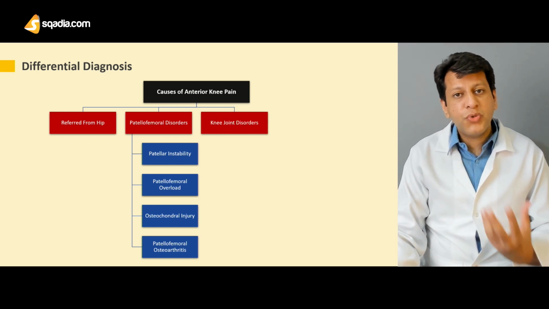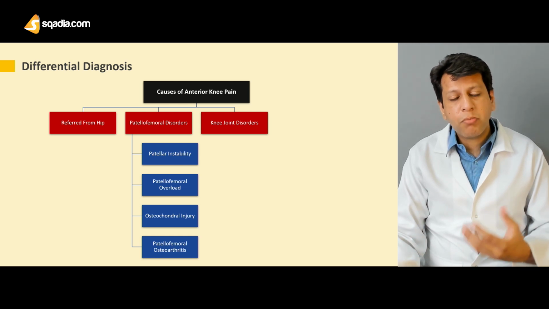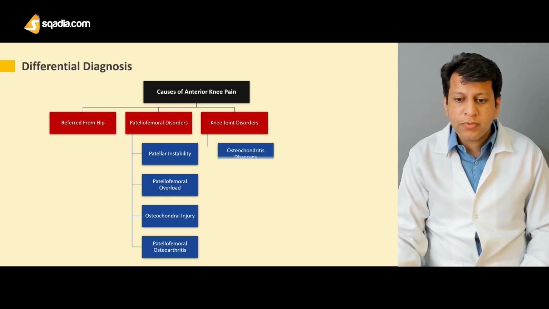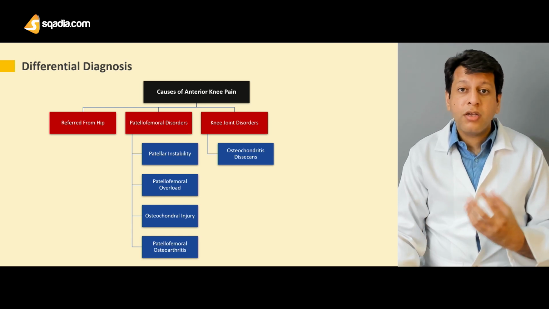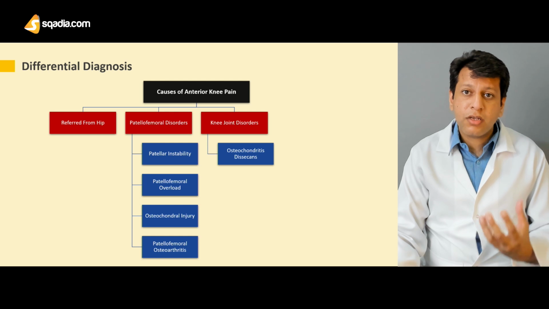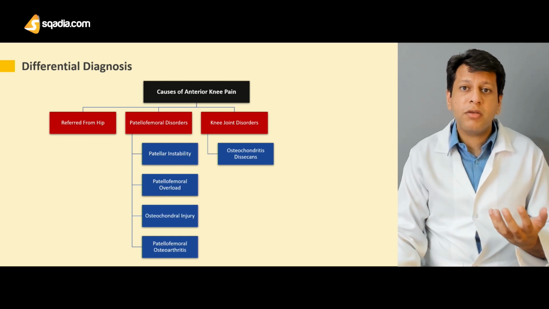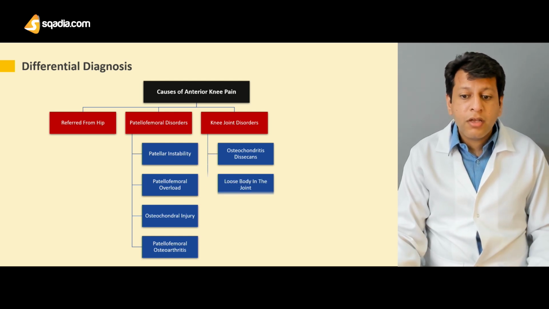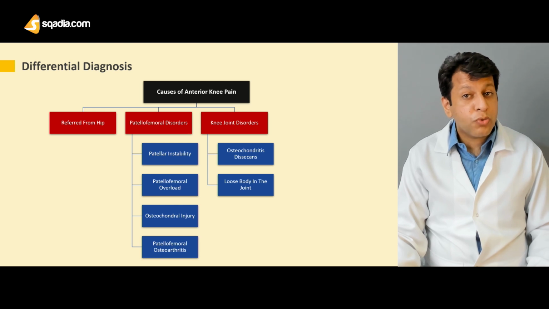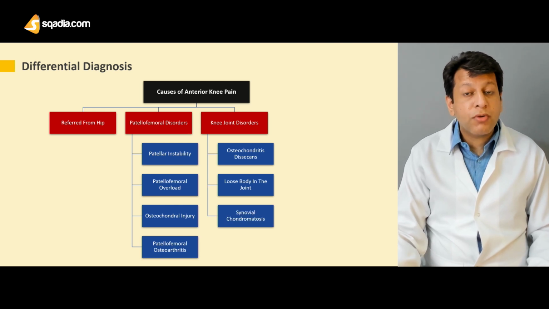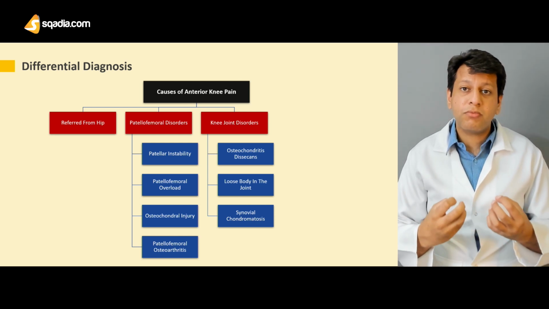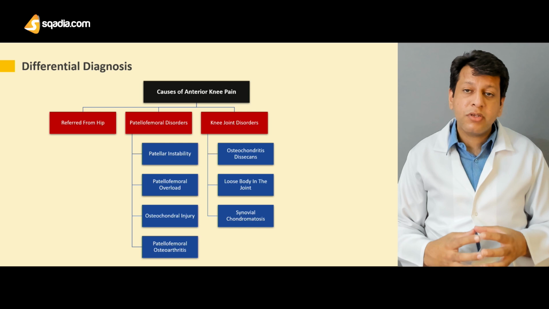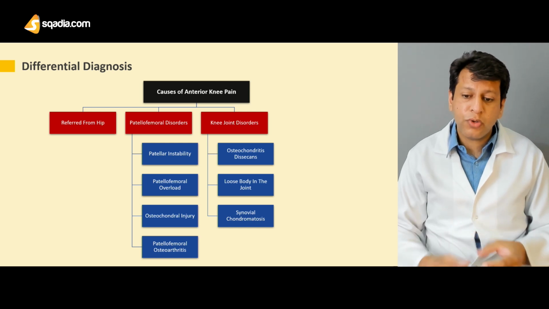Or this could be the knee joint. As we are having knee joint pain, the problem could be the knee joint as well. This could be due to osteochondritis dissecans. This is actually a problem of the knee in which cartilaginous lesions develop and may be causing the pain. Or this could be loose bodies in the joint. Or this could be synovial chondromatosis as well, in which there are cartilaginous lesions in the synovium, and they may present with multiple loose bodies in the knee joint.